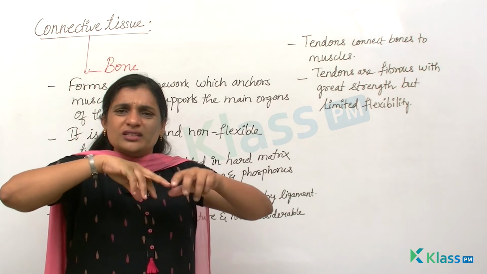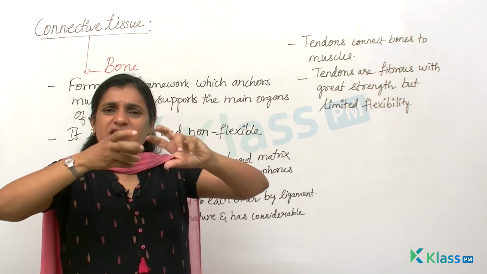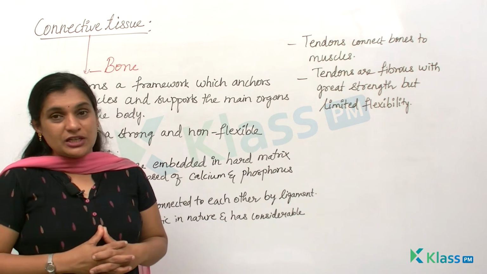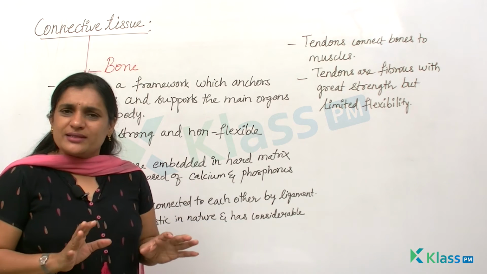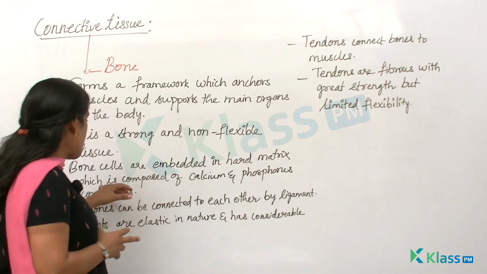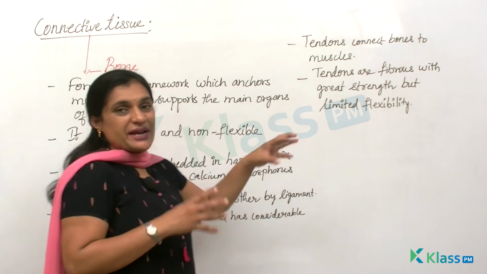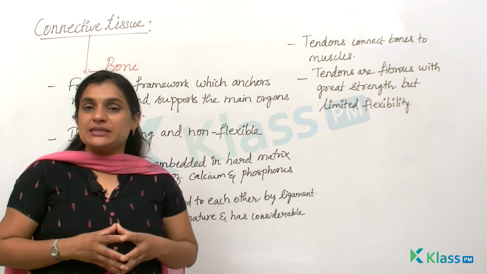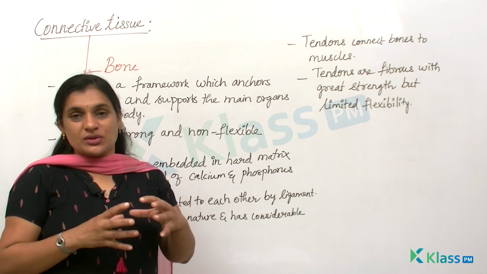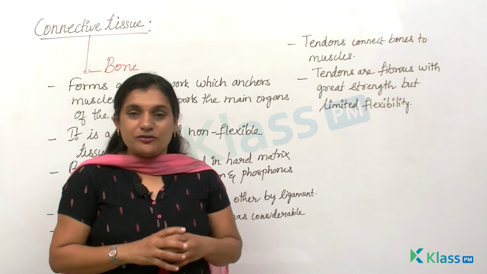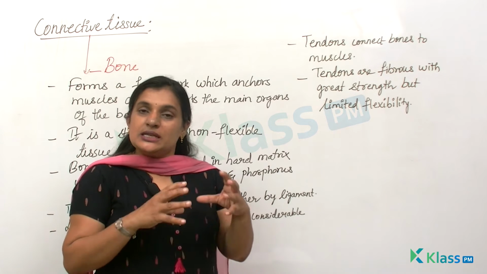See, if you want, can you just turn and twist and bend your bones in whichever way you like? Definitely not, because they are not flexible. And the cells which are present inside the bone are embedded in a hard matrix. What do you mean by matrix? Matrix is nothing but a fluid substance which will hold the cells together.